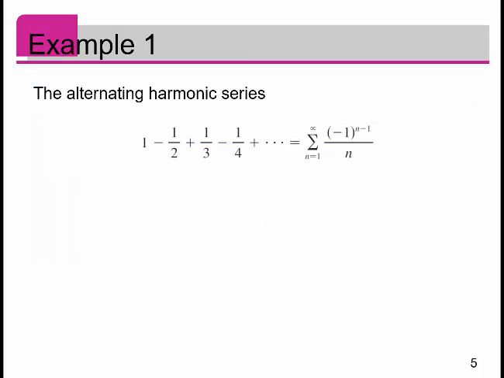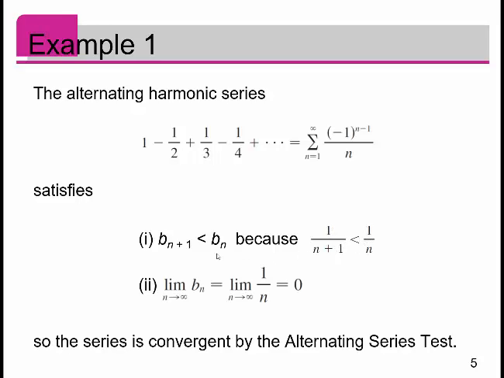So let's just do an example. Let's take a look at this alternating harmonic series: 1 minus 1/2 plus 1/3, and so on. Here's what the series is in general notation. Yes, it definitely satisfies b sub n plus 1 is less than b sub n. If you ignore the negative part, it's just 1 over n. So obviously 1 over n plus 1 is less than 1 over n.